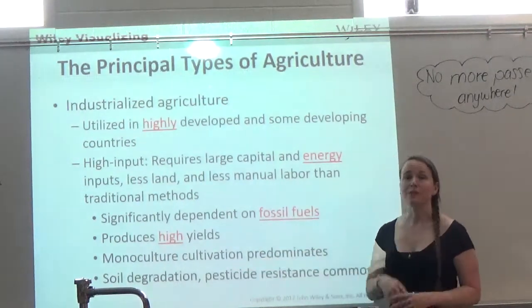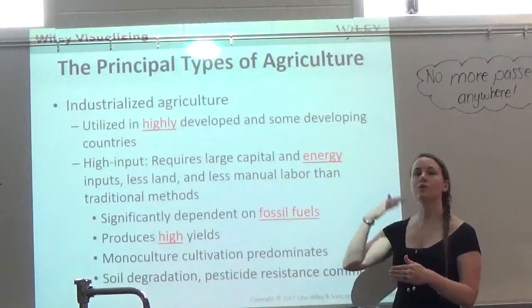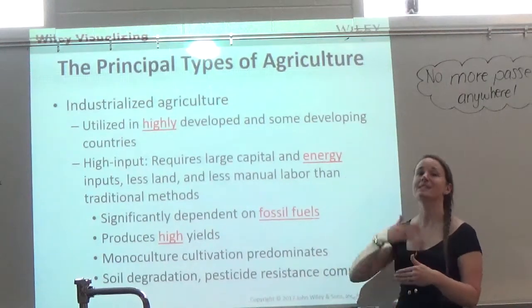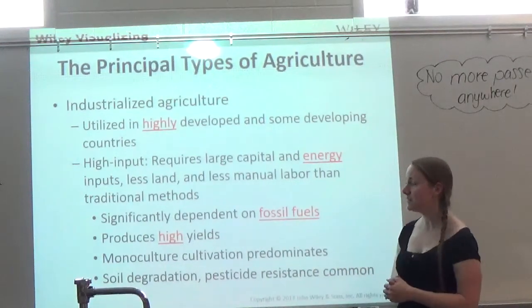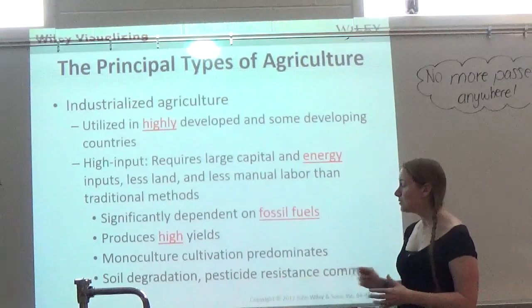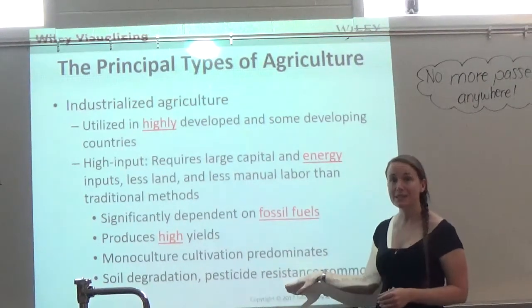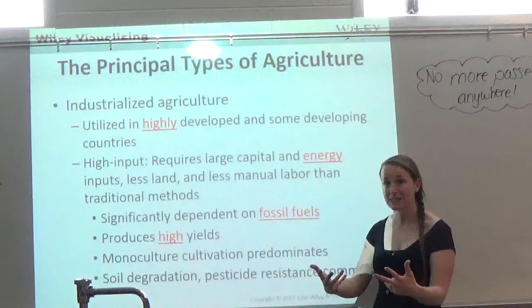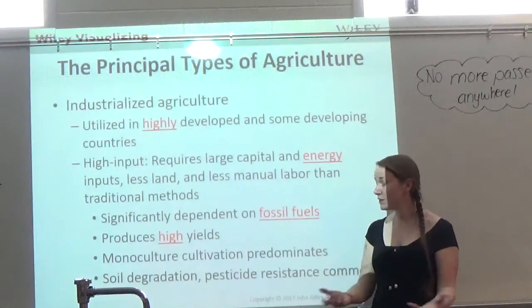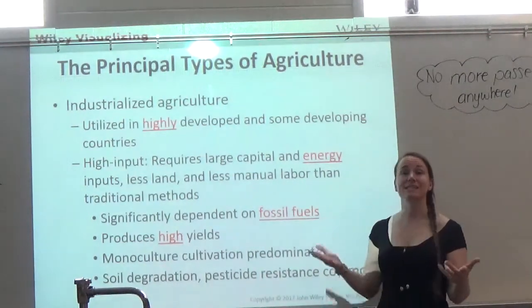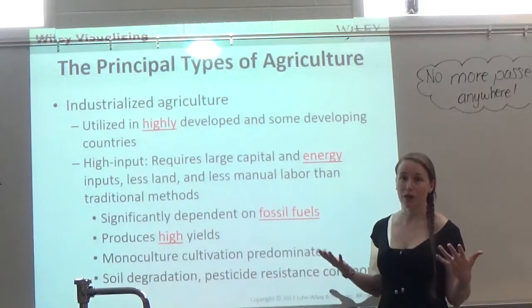Soil degradation, because if you grow the same crop over and over and over again, it's going to use up the same nutrients, and the soil doesn't get a chance to be replenished. Pesticide resistance is also common. They use a lot of pesticides, and eventually some of the pests that can make it, remember that genetic diversity we've talked about, will become resistant to that pesticide, and then it's not going to work on them anymore.